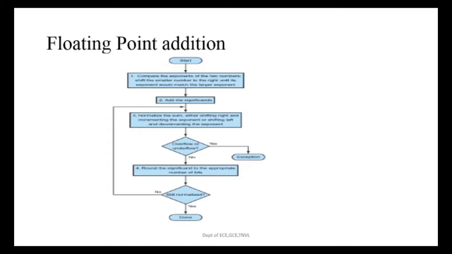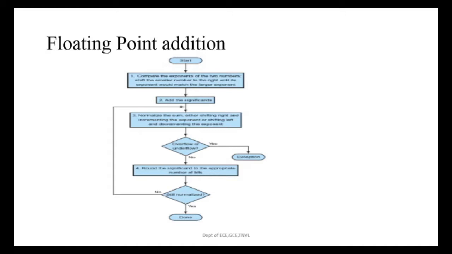The second thing is that we need to add the significands. What is a significand? The significand is nothing but the 1 that is added with the fraction part. So we need to add the significands. Then the third step in this algorithm is we need to normalize the sum, either shifting right and incrementing the exponent or shifting left and decrementing the exponent.